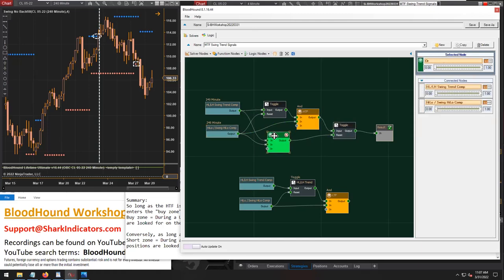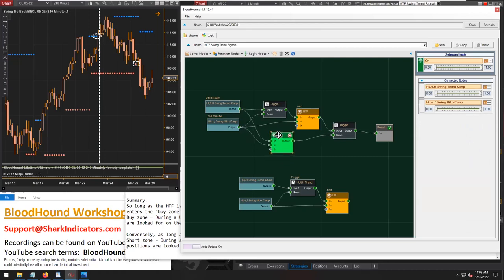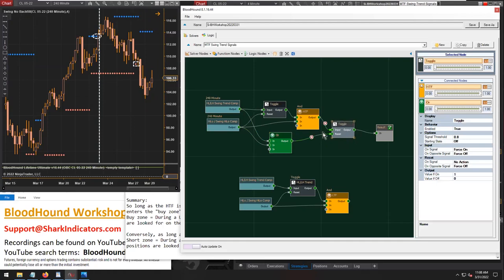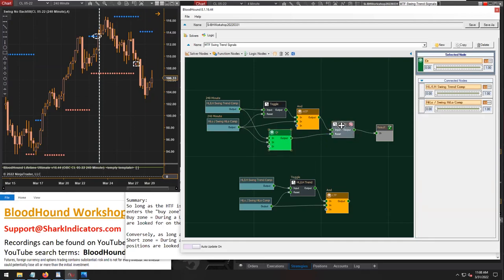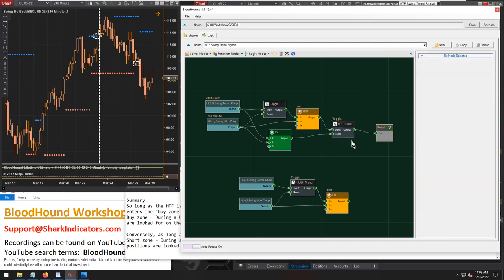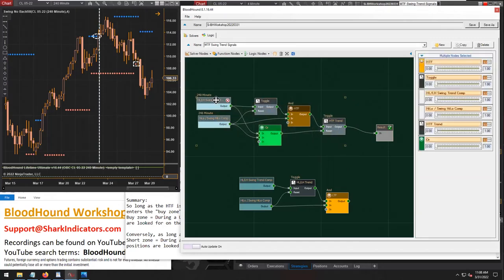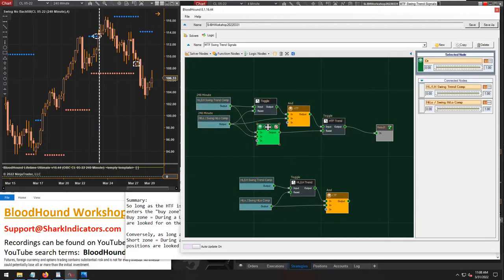So you can mix and match this thing any way you want. This is probably the most conservative approach, right? Using either or, whichever comes first, a break of the lows or a lower high. Whichever one comes first would then turn the toggle node off for the higher time frame. So we'll name that toggle node, call it the higher time frame trend. Yeah, I'll leave it on the conservative approach there.